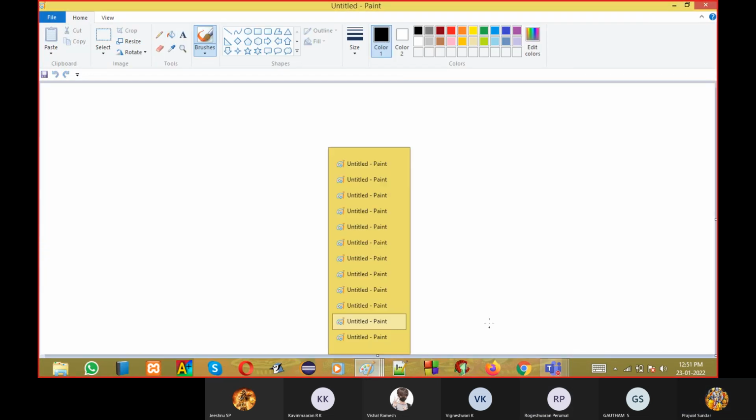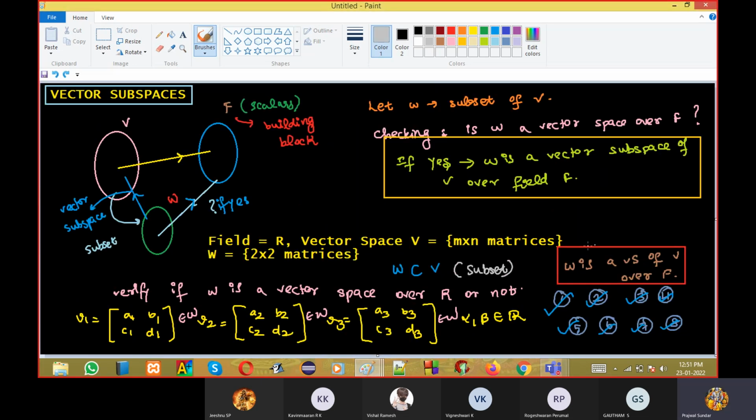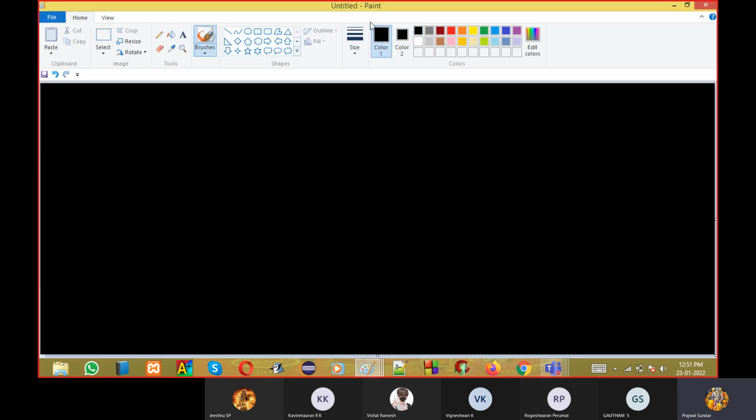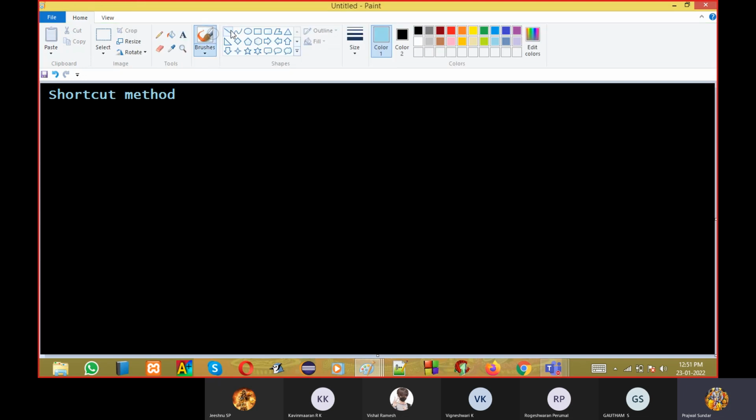The problem is, if you observe this, it takes too much time, correct? What they did is they created a shortcut. Now I'm going to use a shortcut method. Ma'am directly taught this shortcut. What is the shortcut method? I'll be giving a shortcut method to do the question faster.